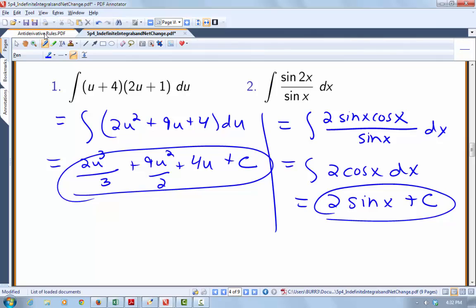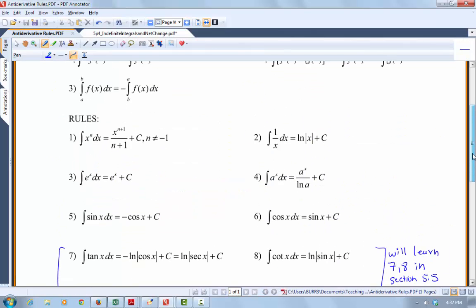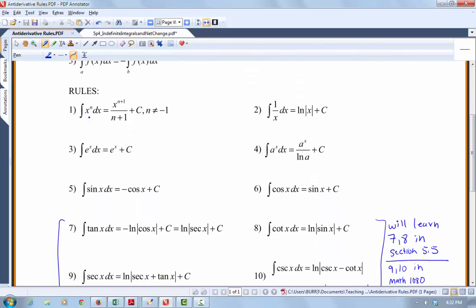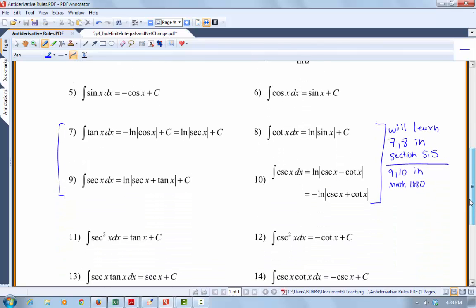So I just want to point out all the different antiderivative rules that we currently have. So we've learned properties for working with our integrals, how we can pull out a constant, or when we switch the order of the limits of integration, that means we're multiplying by a -1, or if we're looking at an integral of a sum or a difference, that's the same as looking at a sum or a difference of the integrals. We also have our power rule, our rule for the integral of 1 over x, the integral of e to the x. We also have a rule for the integral of a to the x. For example, the integral of 2 to the x would be 2 to the x over the natural log of 2 plus c. And we also have our different trig antiderivative rules.